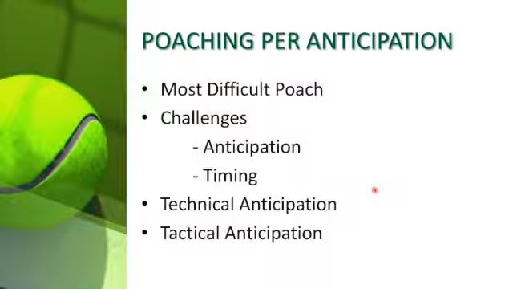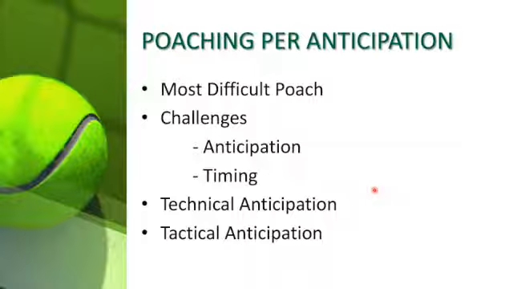Poaching per anticipation is the most difficult poach to master. The challenge is to anticipate and time the poach correctly, for example, not to move too early. Players use 2 types of anticipation to predict or read a cross-court shot. It could be the technical anticipation, and that is when the server's partner reads the way the receiver is going to hit the return, or the tactical anticipation.